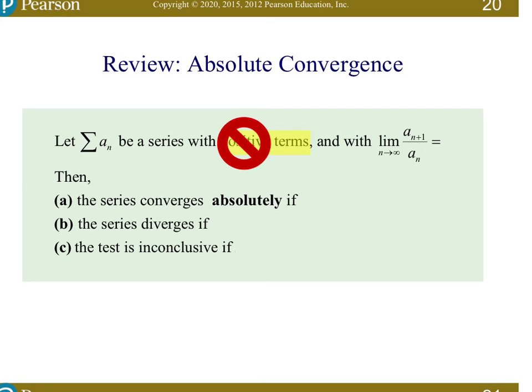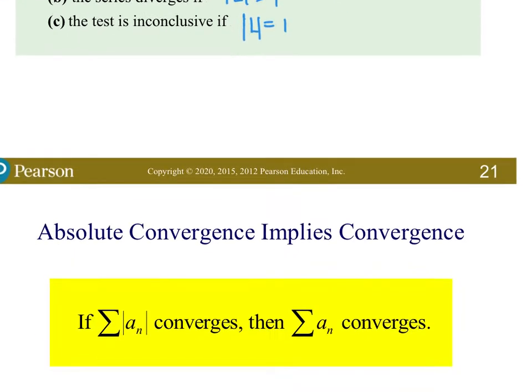So when we don't have a series where the terms are all positive, right? Then we are looking to check the absolute value of the limit. And so we say it converges absolutely if that absolute value of the limit is less than 1. And it will diverge if that absolute value of the limit is greater than 1. And if it's equal to 1 itself, absolutely, then we have an inconclusive test. So just reviewing the absolute convergence.